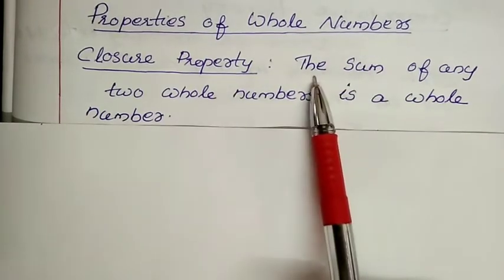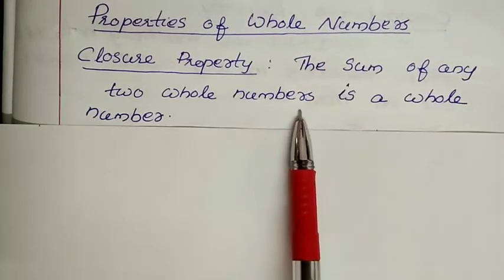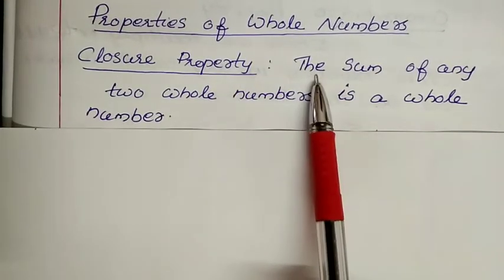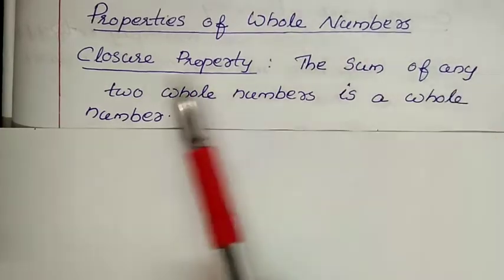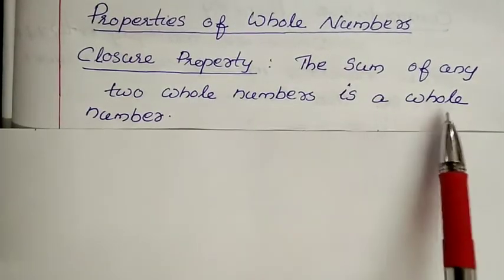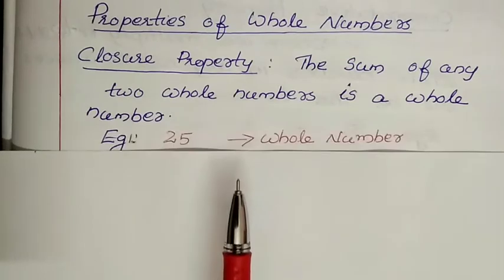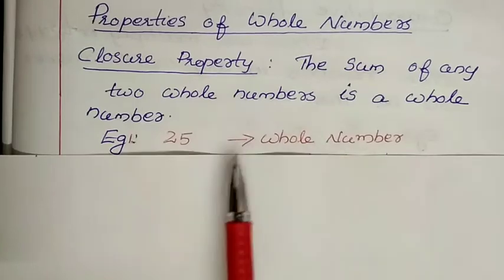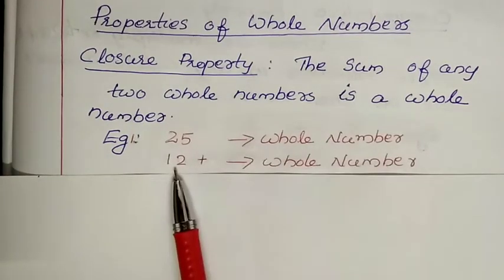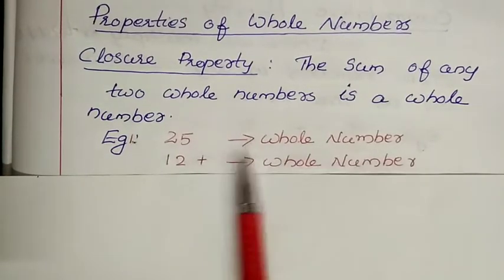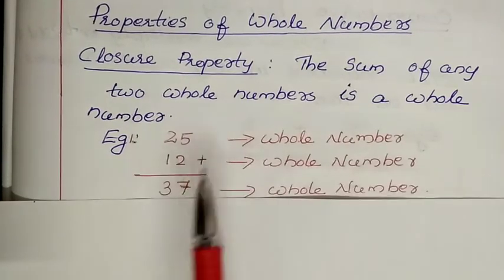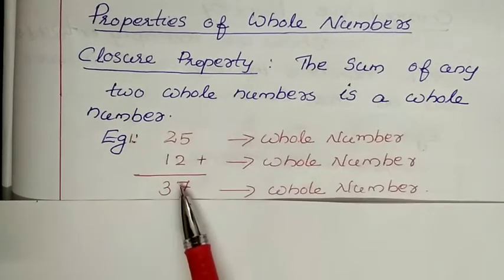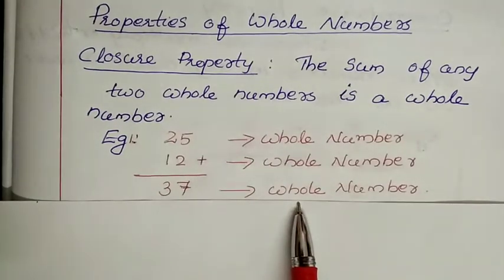Which is that property? The sum of any two whole numbers is a whole number. For example, 25 is a whole number, isn't it? Then another whole number, 12. These are two whole numbers. When we add these two numbers, 25 plus 12, the answer is 37. You know that 37 is also a whole number.